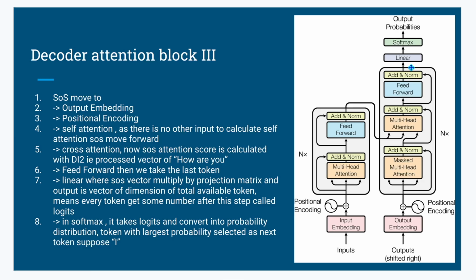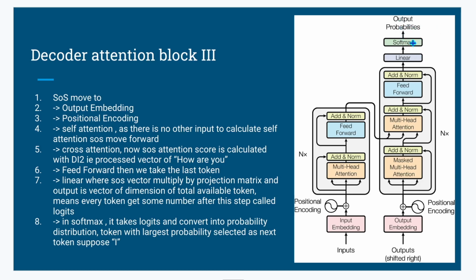So two vectors are there. We take the latest vector, that is the vector of I, and multiply it with the projection matrix. We get, in our example, a multi-dimensional array with dimension 30,000, that we call logits. Then it passes through the softmax and we get the probability distribution. Again we are going to select the highest probability, suppose the word is am.